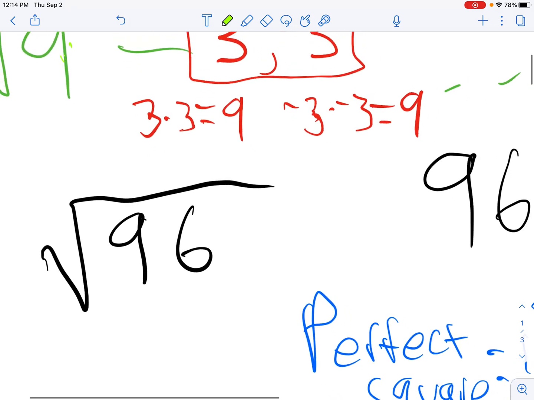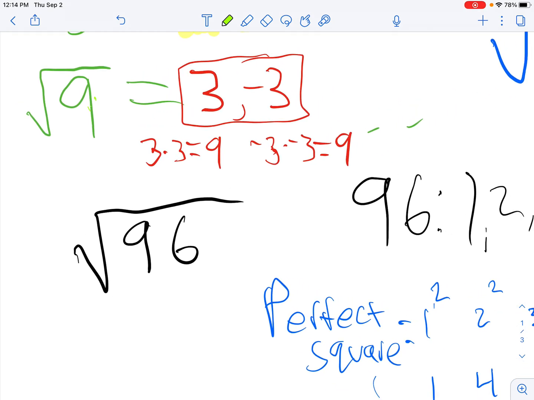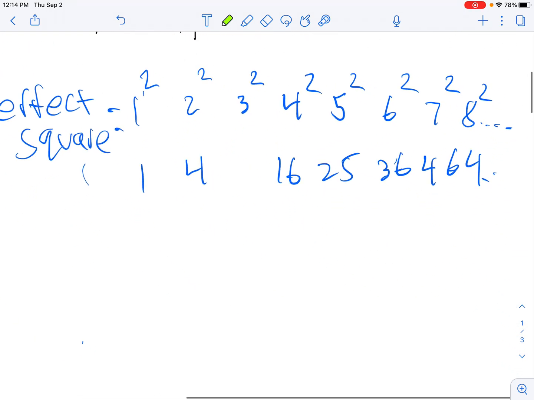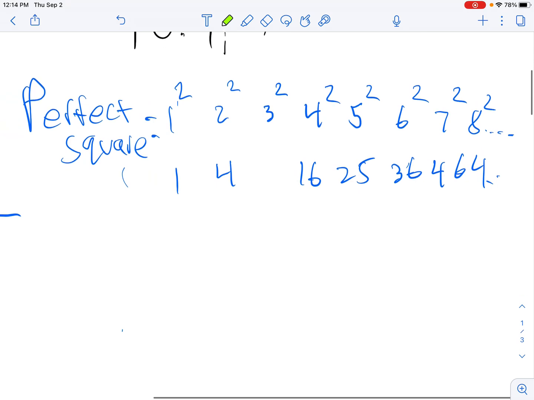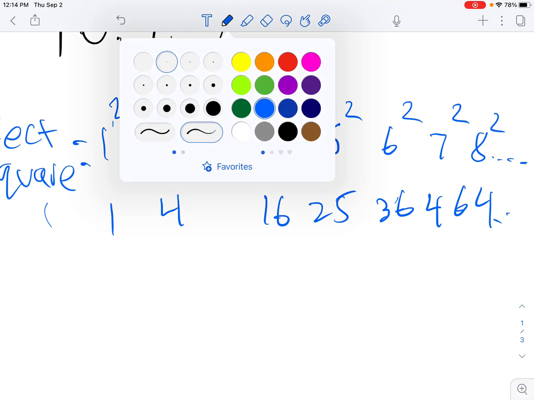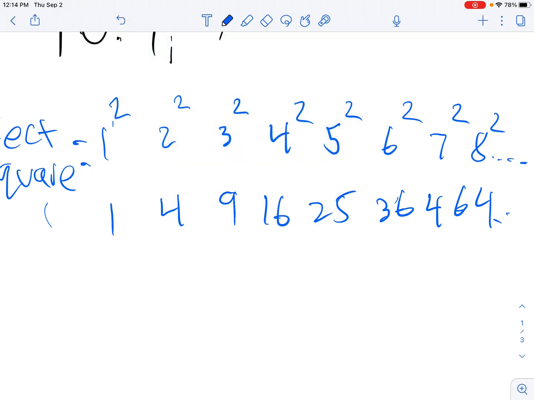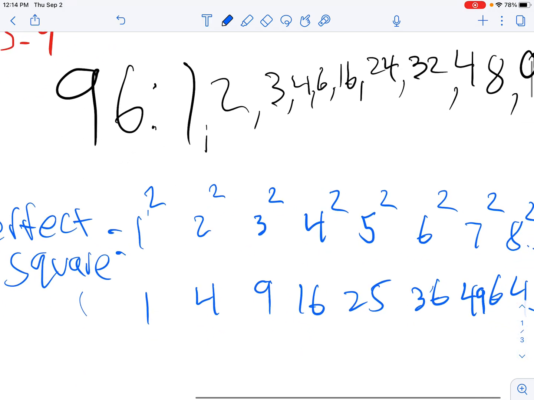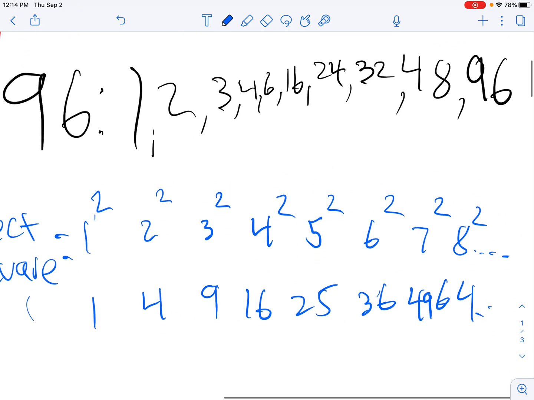So let's look at the square root of 96. I want to try to find the largest perfect square I can find. Our perfect squares are numbers you're going to want to start memorizing: 1 squared is 1, 2 squared is 4, 3 squared is 9, 4 squared is 16, 5 squared is 25, 6 squared is 36, 7 squared is 49, and 8 squared is 64. So I know that there are these perfect squares.